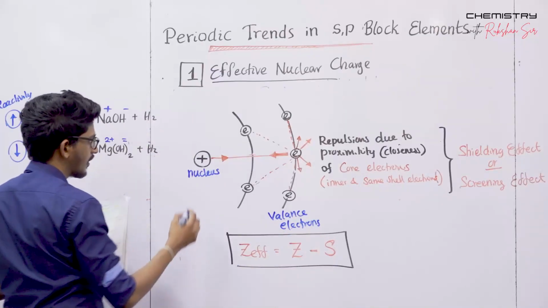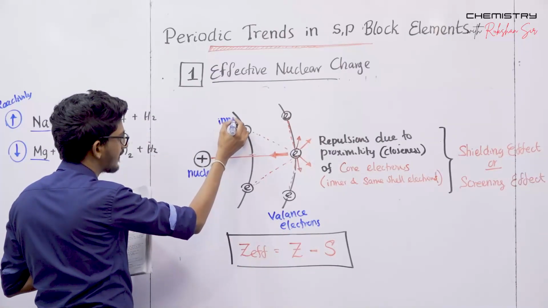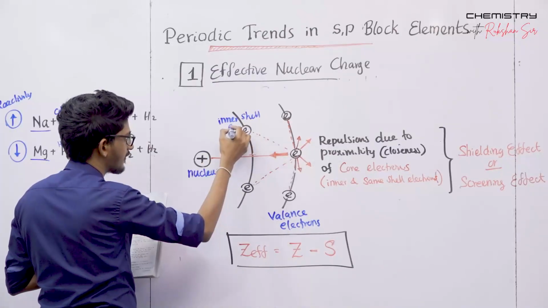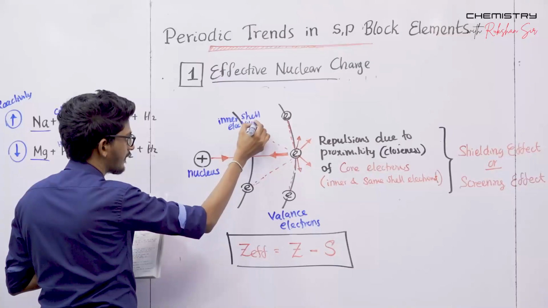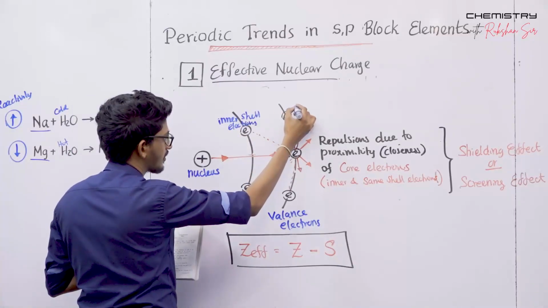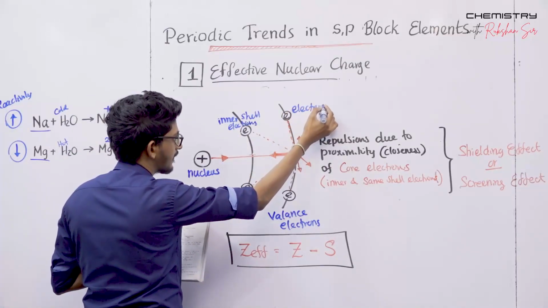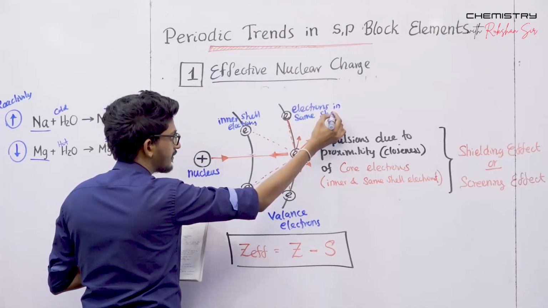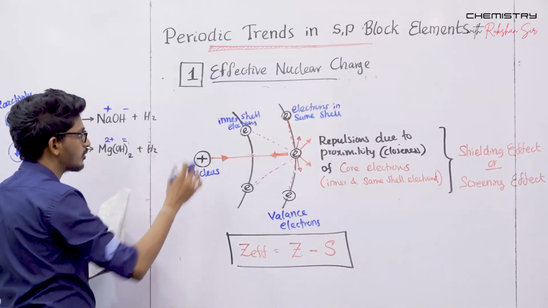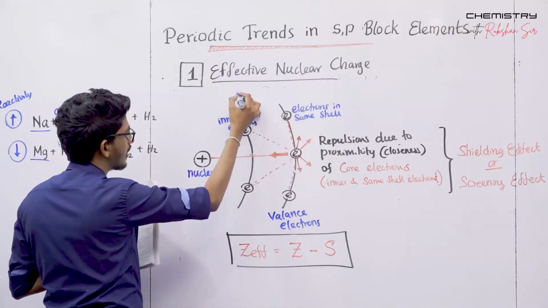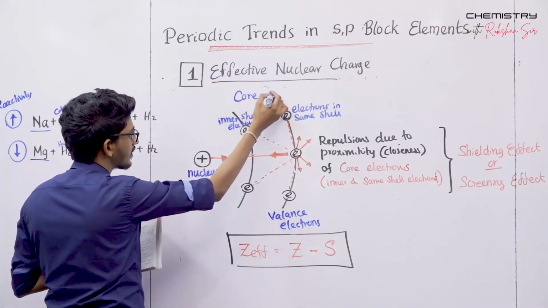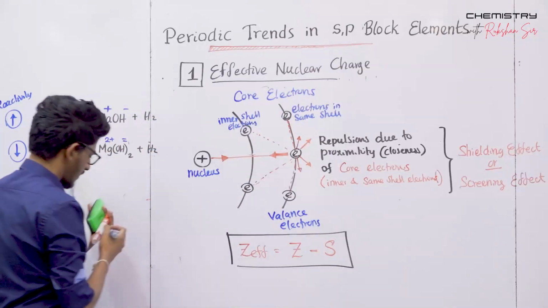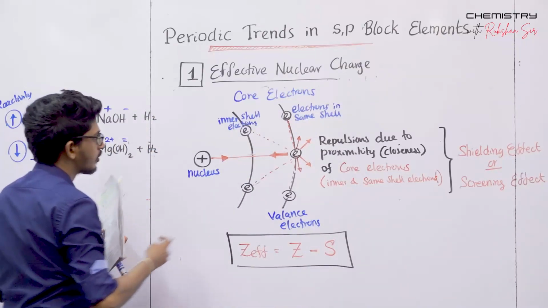So you have here the inner shell electrons, and same shell electrons, the electrons in the same shell. These two types are referred to as core electrons.